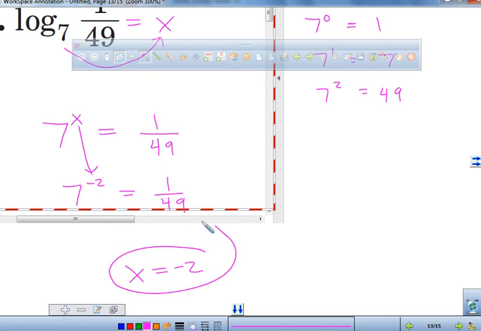That's what you're doing. Without the calculator, you are setting things up so that you can eventually solve for them. Some of them are easier than others. You can do this. Good luck.